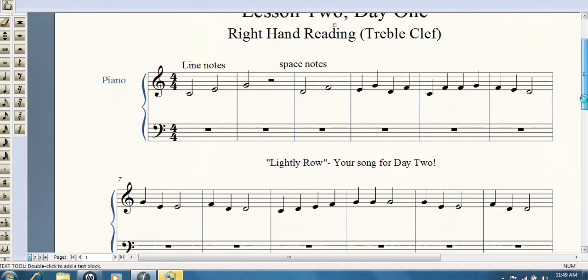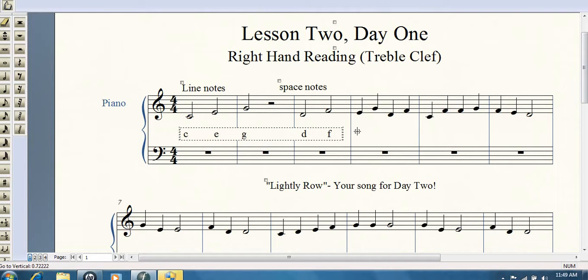But let's go back here and review some of these notes. Let's see if we can figure out these notes together. This is an E. Notice it's on a line, right? And it looks just like that E there. Now you may say, well, this one's filled in, this one looks black, this one looks open. It doesn't matter. That refers to how long we hold the note down. We're going to get into rhythm pretty soon, but right now we're just getting to note reading. So this is E.